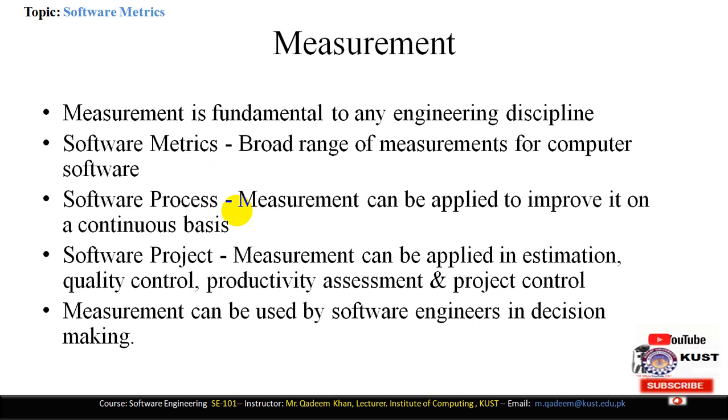Similarly, in implementation, we say that one programmer performs 1000 lines of code on a weekly basis. So this is also another sort of measurement. Software project measures can be applied in estimations, quality controls, productivity assessment, and project control. Basically, the project metric is a very special sort of metric that is relevant to the project by itself. So it is the estimation of the quality control.